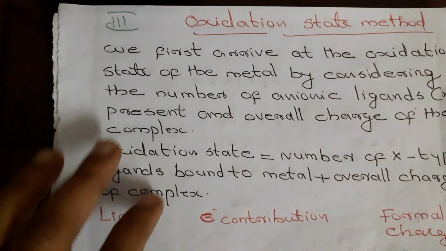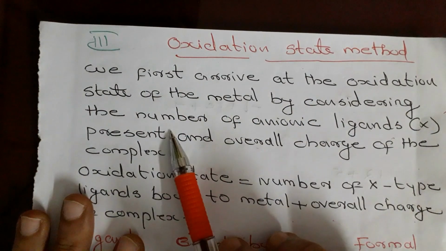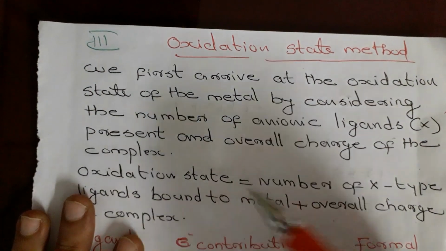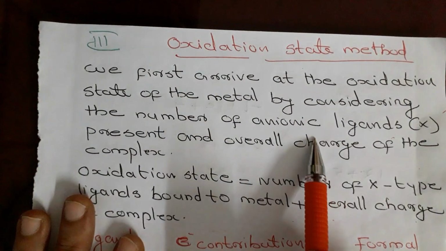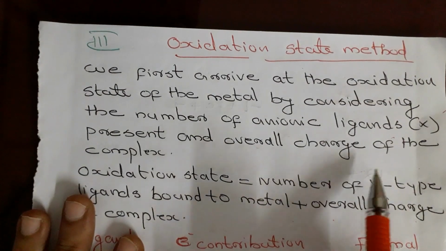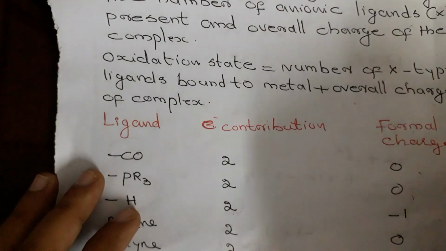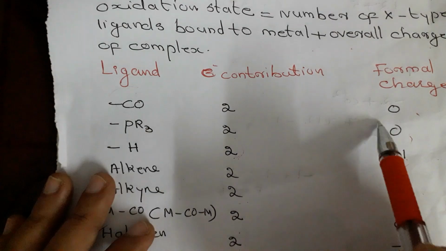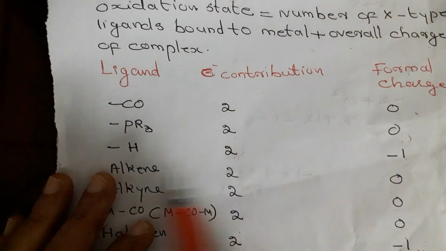So you first arrive at the oxidation state of the metal by considering the number of anionic ligands present and the overall charge of the complex. So you have to know how many electrons the ligands contribute and the overall charge of the complex. From that we can calculate the oxidation state of the metal. Some of the ligands you have to know: CO, electron contribution 2, formal charge 0, same as the neutral atom method. PR3, 2 and 0, same as the neutral atom method.